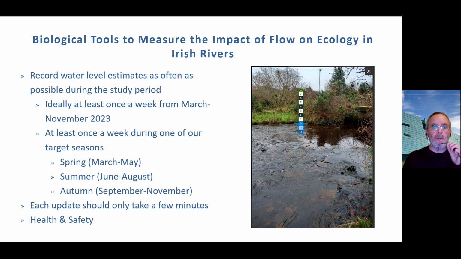Now, I know that's quite a long period. Possibly you can't commit to recording for such a long time. If you can't, that's absolutely fine. But we'd be delighted if you could commit to at least one season within that period. So our target seasons are spring, summer, and autumn. Spring is a 3-month season, March to May, summer, June to August, autumn, September to November. So weekly records for one of those periods would also be very useful. But obviously, if you could do the full year, that would be great.